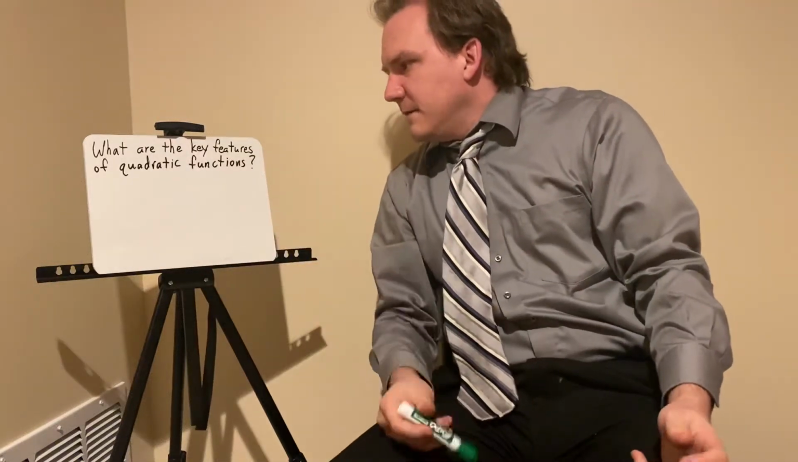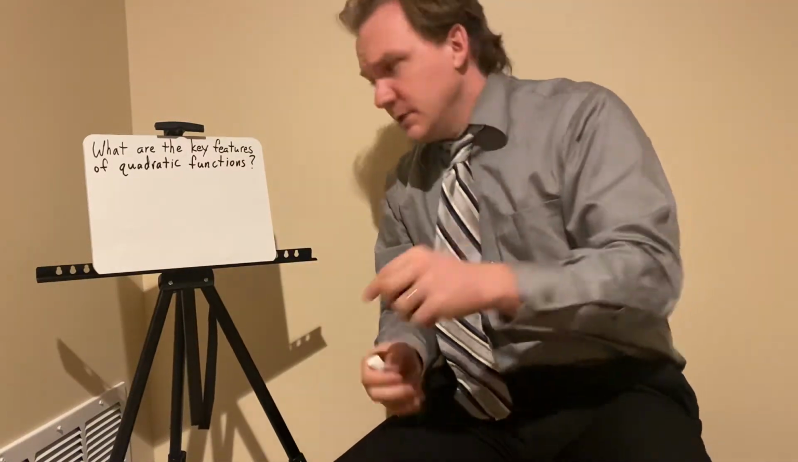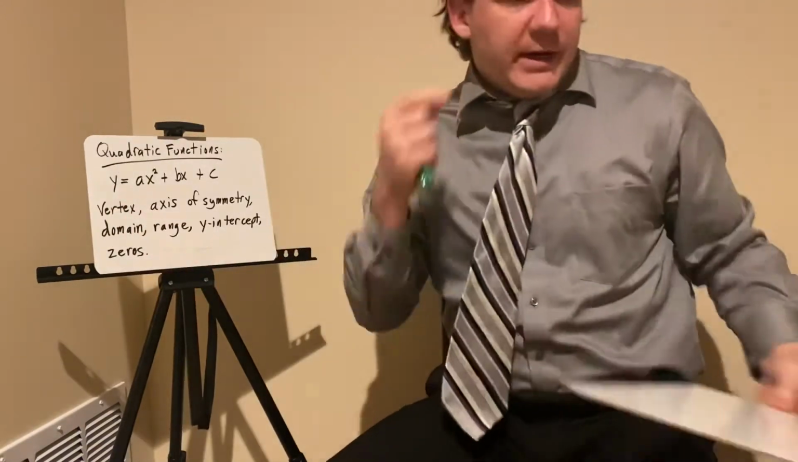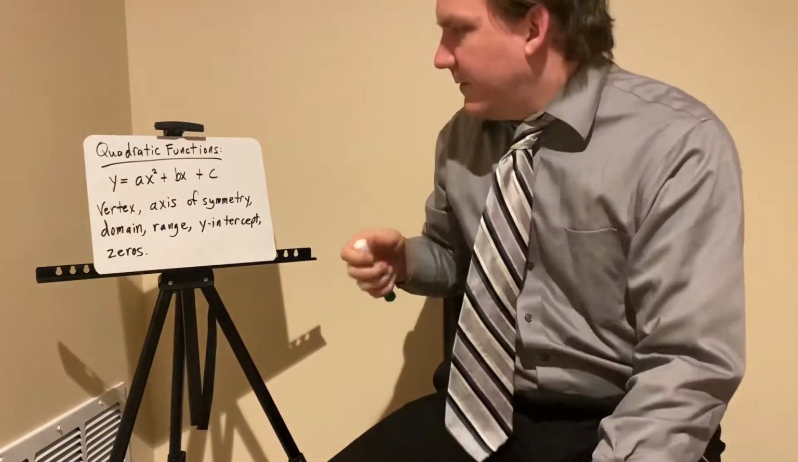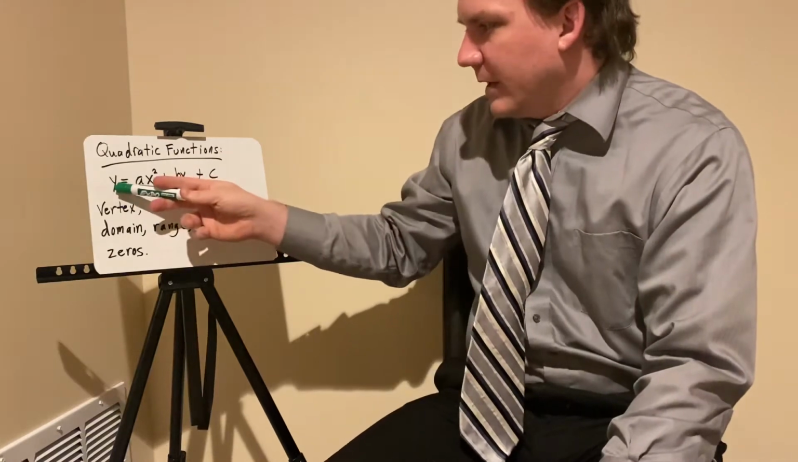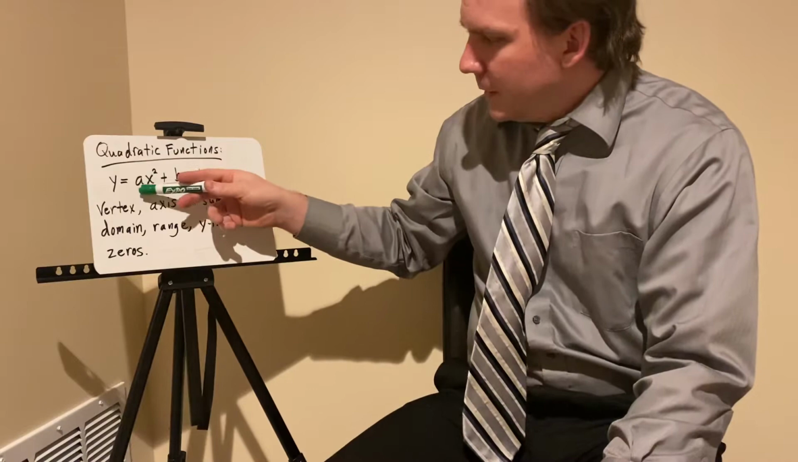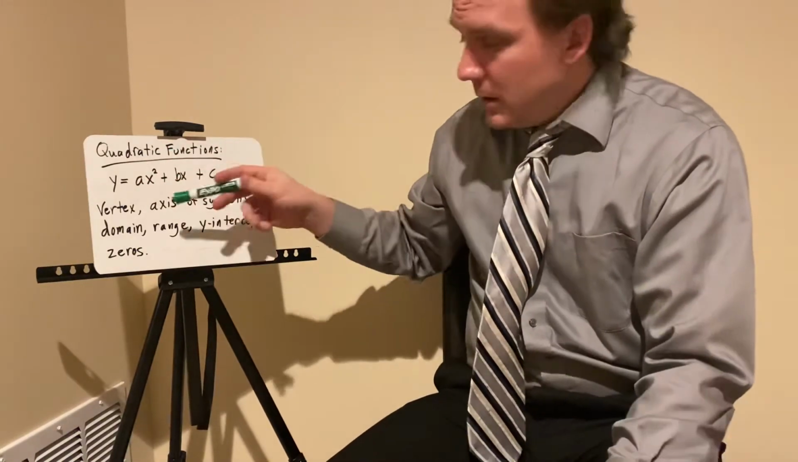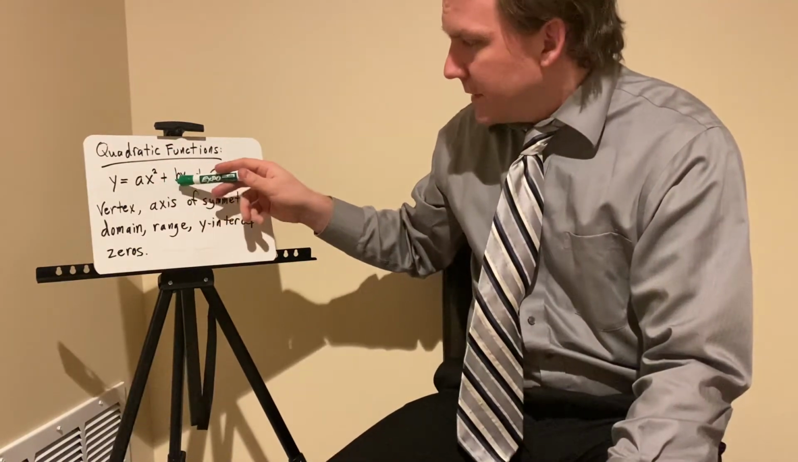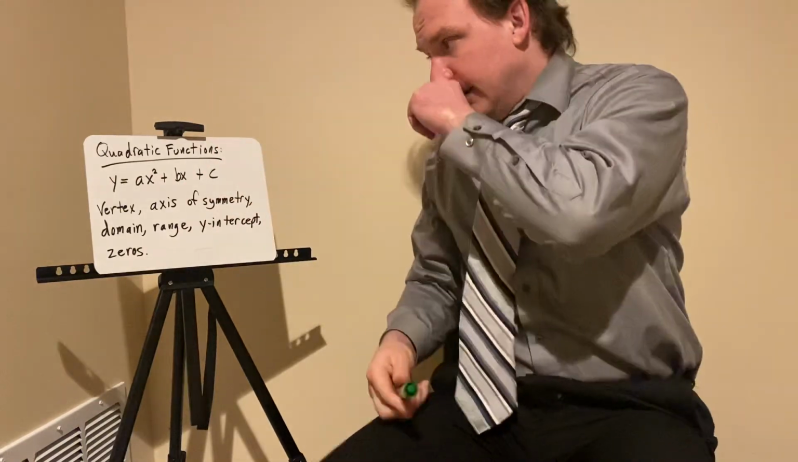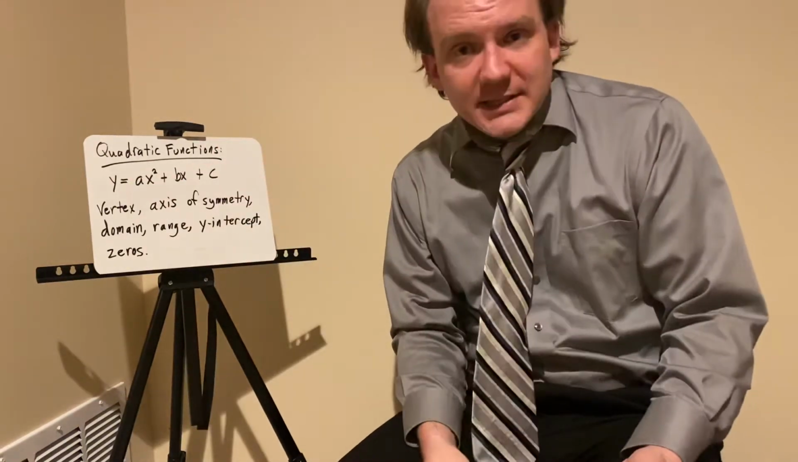What are the key features of quadratic functions? So a quadratic function is a function where you have y or f of x equals some coefficient a times x squared plus a coefficient b times x plus c. Now, that's the general form we see it in.